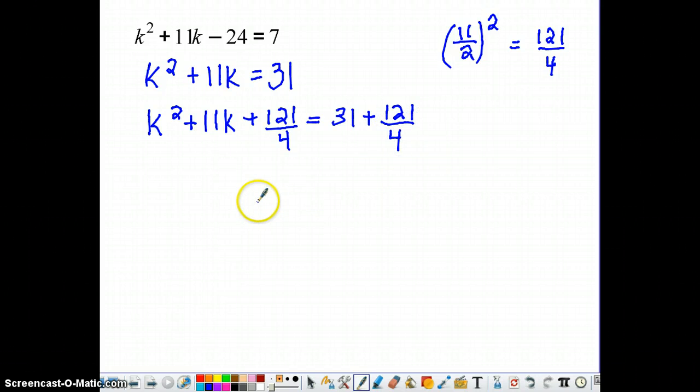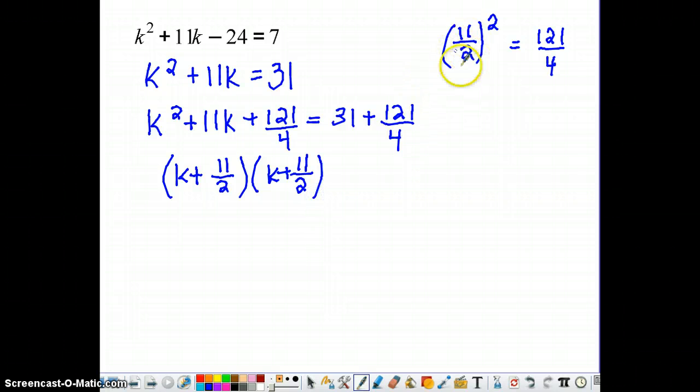Okay. So at this point I want to factor the left-hand side. It should be a perfect square trinomial because we just completed the square. So we created the trinomial so that happens. And all I'm going to do to factor it is say that I have k plus 11 over 2, that quantity, times k plus 11 over 2. It's always the 11 over 2, that number is always going to be the number you have in the parentheses over here that you use to complete the square. So you can mindlessly write it down. You don't even have to think about it.